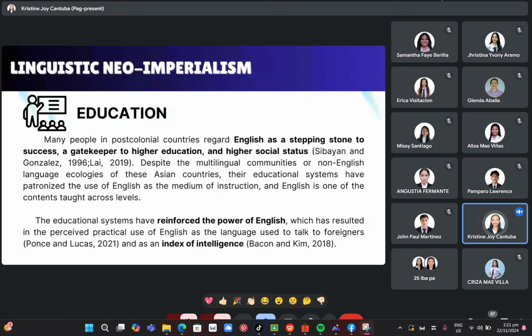Despite the multilingual communities or non-English language ecologies of these Asian countries, their educational systems have patronized the use of English as the medium of instruction, and English is one of the content taught across levels. The educational systems have reinforced the power of English, which has resulted in the perceived practical use of English as the language used to talk to foreigners, according to Ponce and Lucas in 2021, and as an index of intelligence, according to Beacon and Kim in 2018.